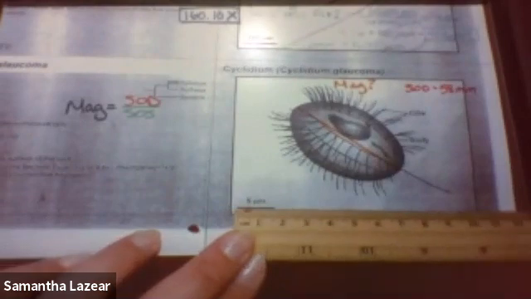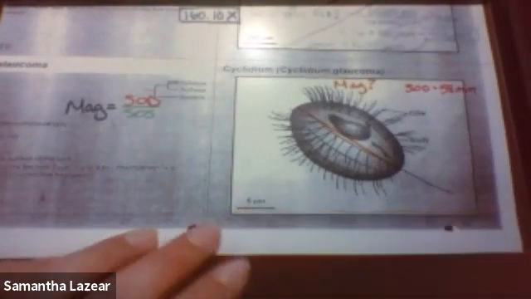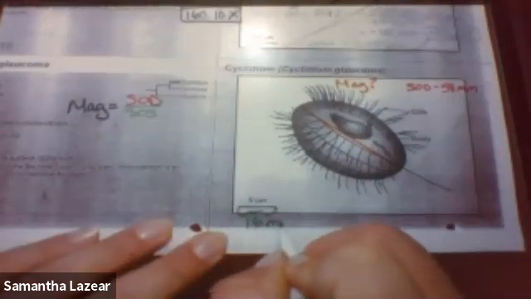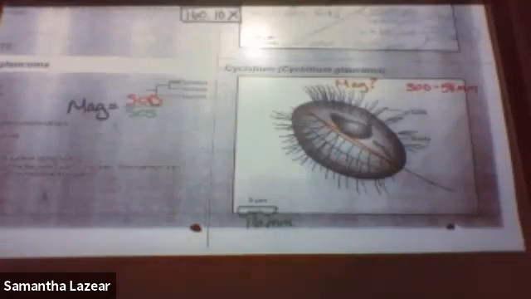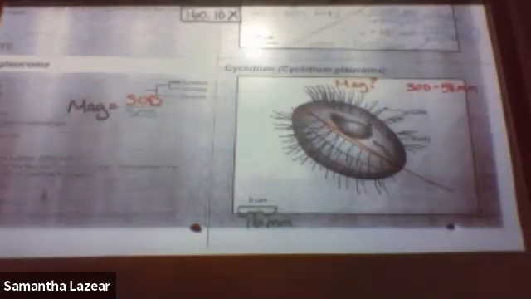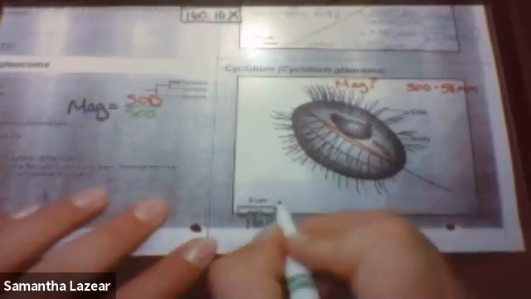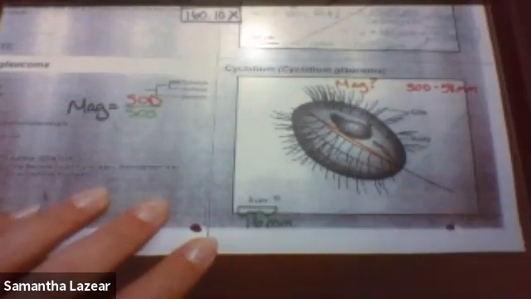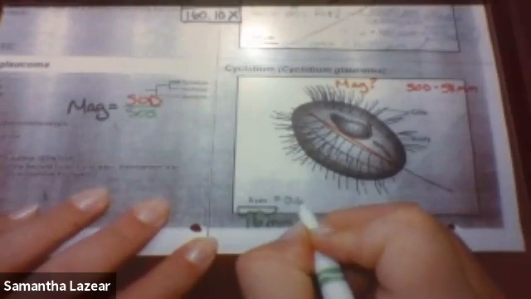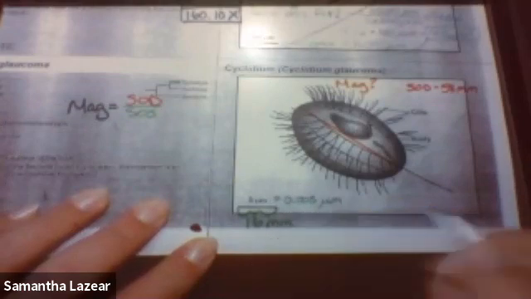16? What did I do? Oh my God, I did 16. So the scale bar is 16 millimeters. Okay. So if 16 millimeters on my drawing is representing what in real life? 5 micrometers. But we're going to work in millimeters. We need millimeters. So 5 micrometers really equals 0.005 millimeters.